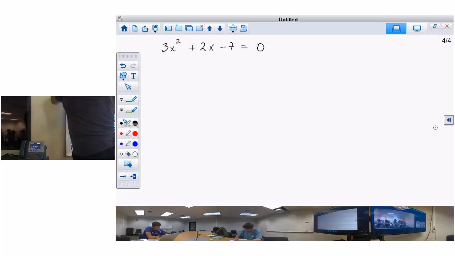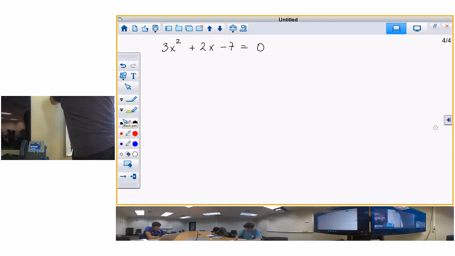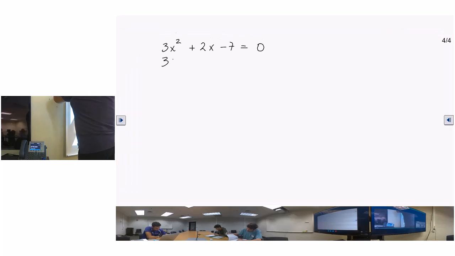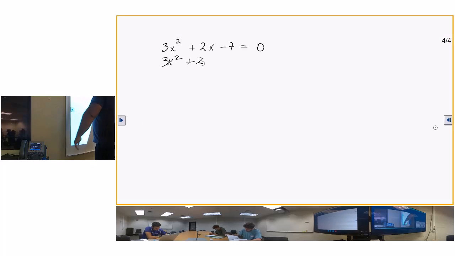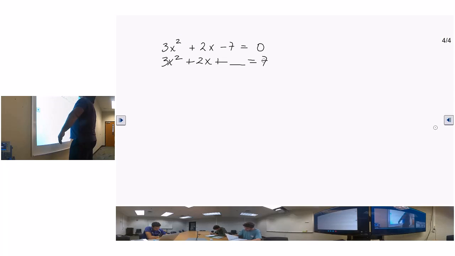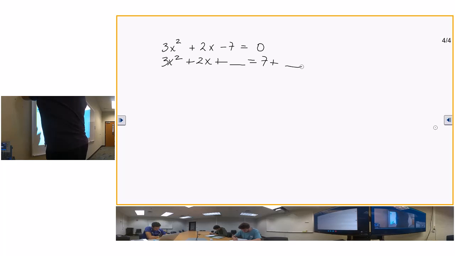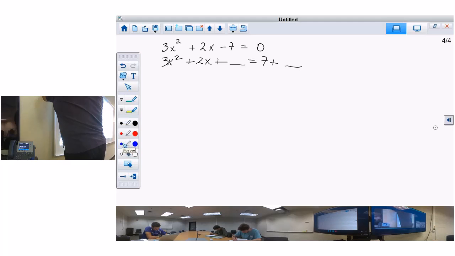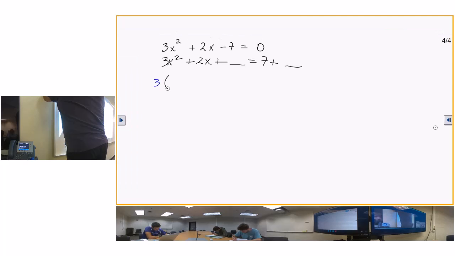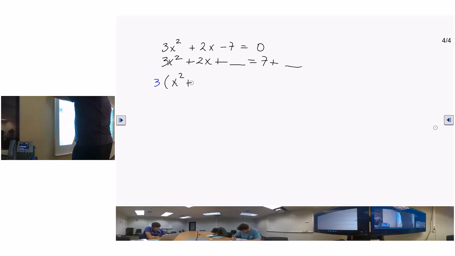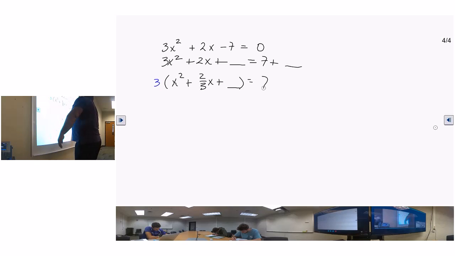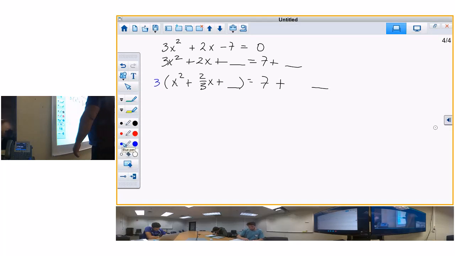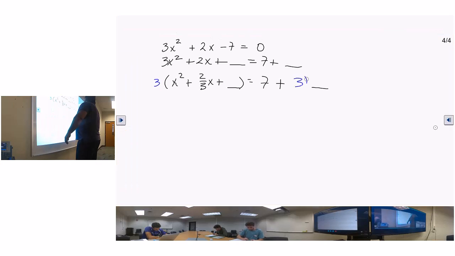So, do we move C first? Yup. 3x squared plus 2x plus blank is equal to 7 plus blank. Now we're going to factor out a 3. That's going to give us x squared plus 2/3 x plus blank is equal to 7 plus blank. And that 3 that we factored out is going to be multiplied by this right-hand side blank.